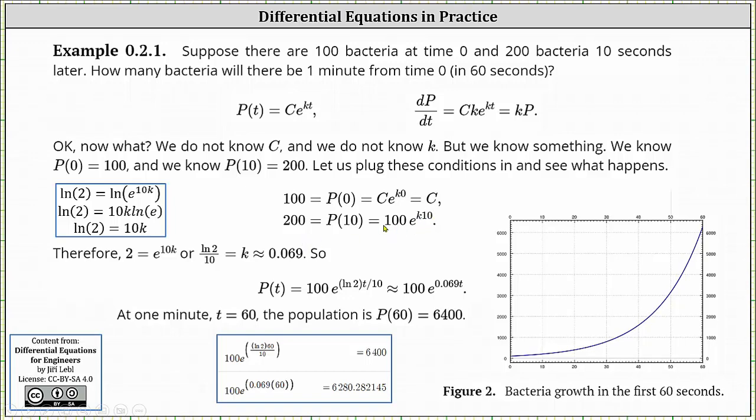And now we solve this equation for k. To solve this equation for k, the first step is to divide both sides by 100, which gives us the equation 2 equals e to the power of 10k. And I've shown some extra work to solve for k above here in the blue box.